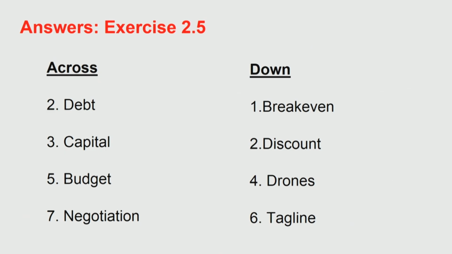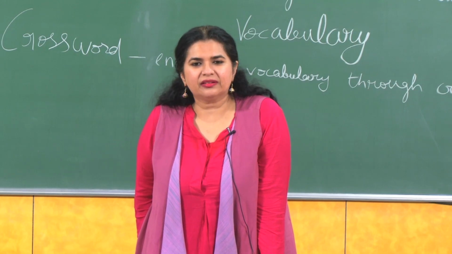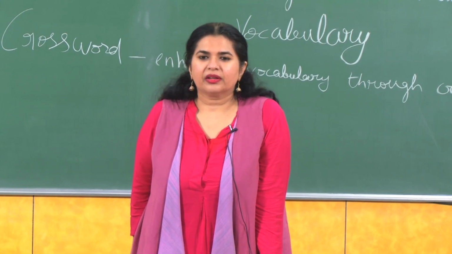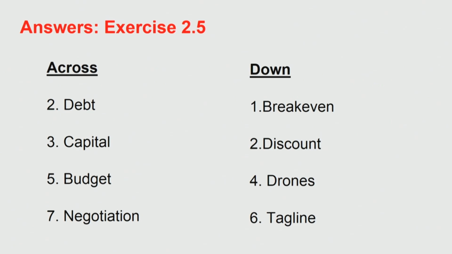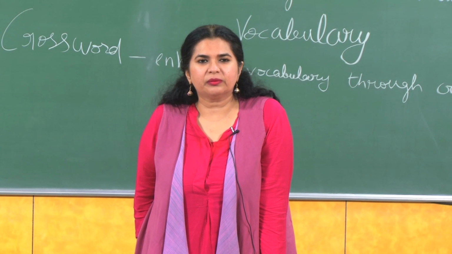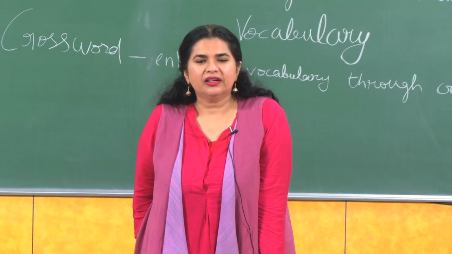So, these are the words: across. Budget hotel, for example, number 5 is the kind of hotel that gives you facilities at not so exorbitant prices. And here are the downwards, words that work in the down section: break even, discount, drones and tagline. Try to use these words in this particular crossword puzzle that you have been given and see how it works out.